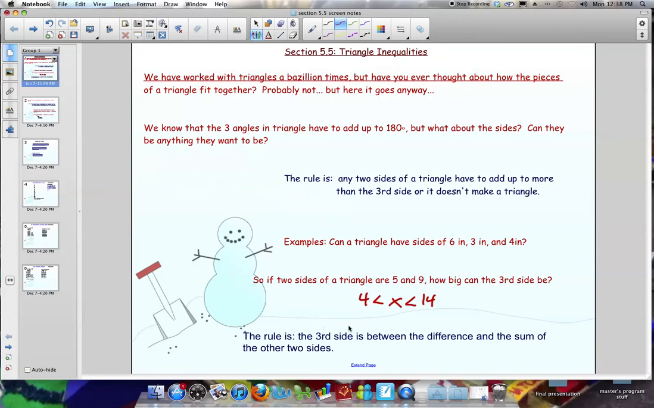Basically, all you do is the third side has to be between the sum of the two numbers and the difference of the two numbers. That's how you get the range for the third side. It has to be bigger than the difference. It has to be less than the sum.